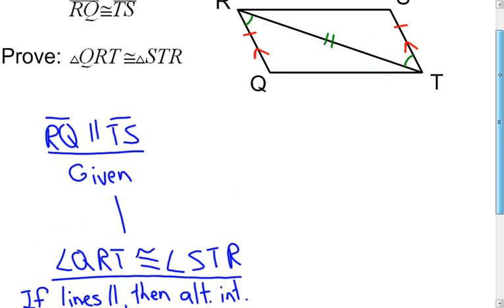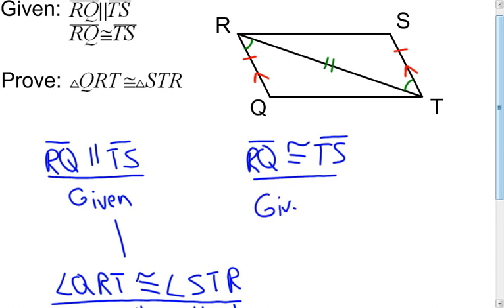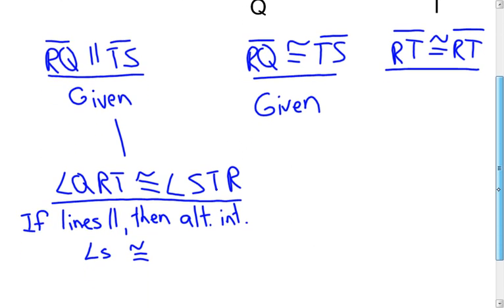So far, in my proof, all I've stated is that I have one set of congruent angles for my two triangles. I'm going to then go back to my other piece of given information, that segment RQ is congruent to segment TS, and that was given. Now I have two pieces, one set of angles, one set of sides, and I need that other set of sides. Well, that other one would be segment RT is congruent to segment RT. Some of you are thinking, well, yeah, that's obvious, something's congruent to itself. Right, but it's important to be able to put that into our proof.